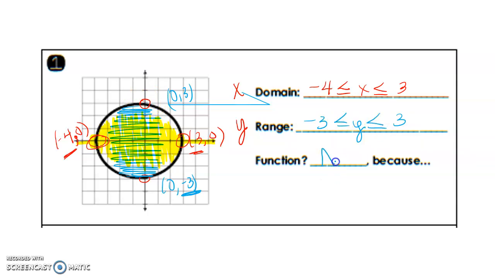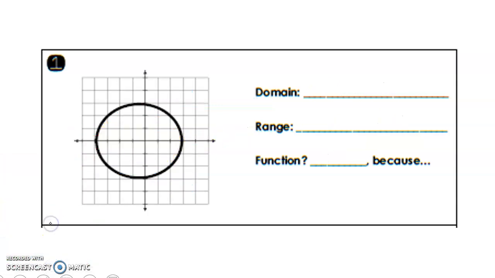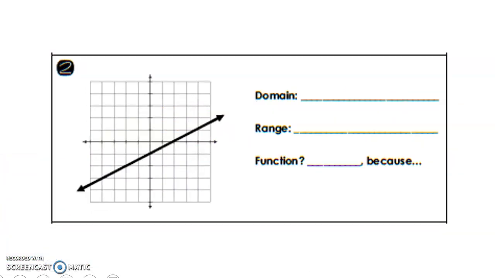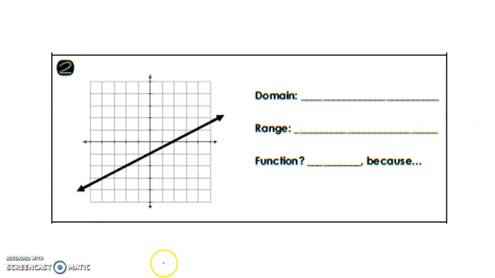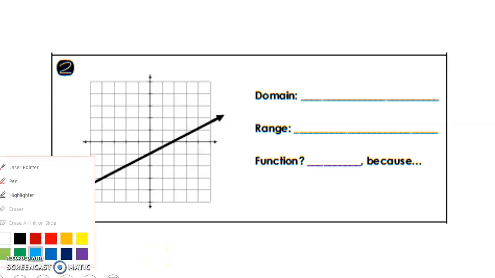Is it a function? No. Why not? Does not pass the vertical line test. All right, let's take a look at another. Get my pen color going again.